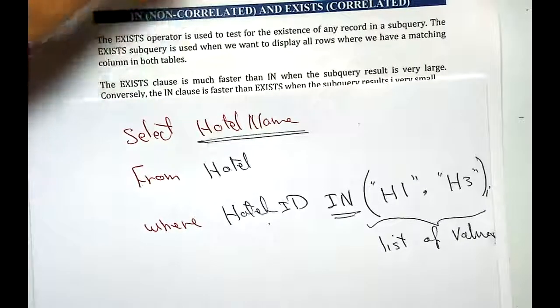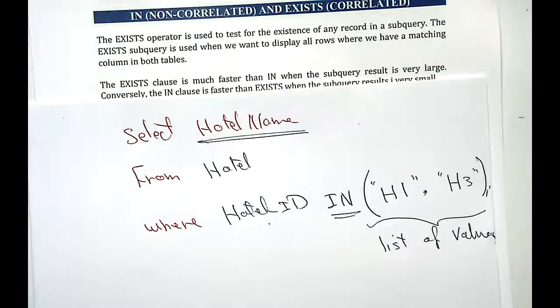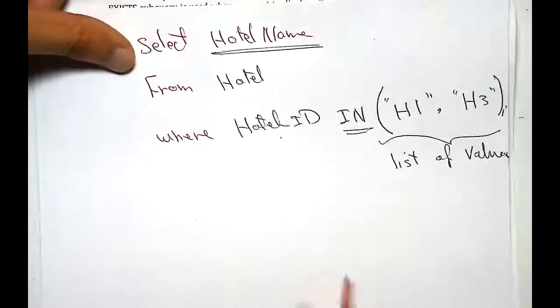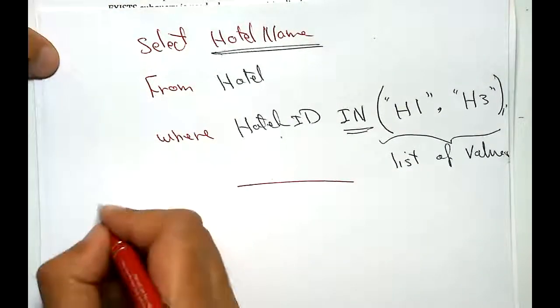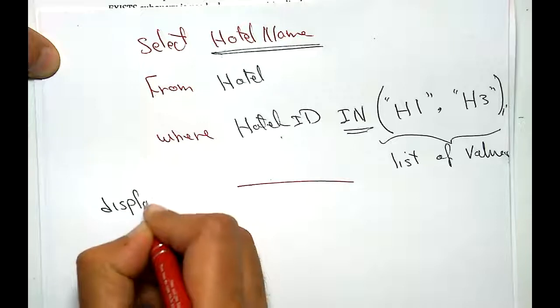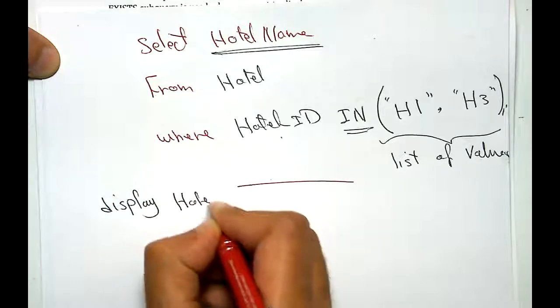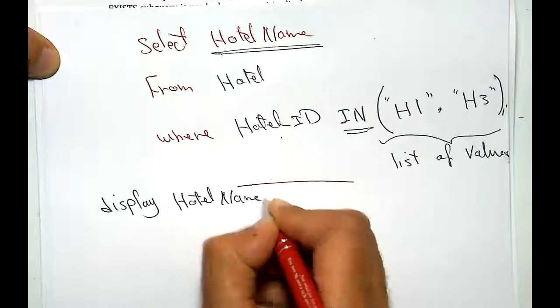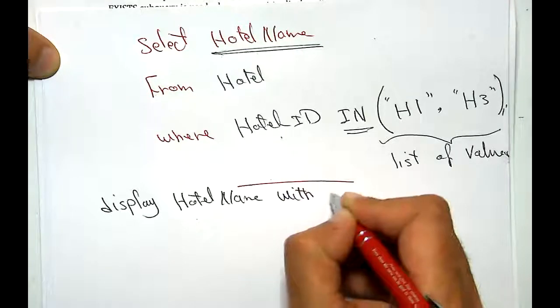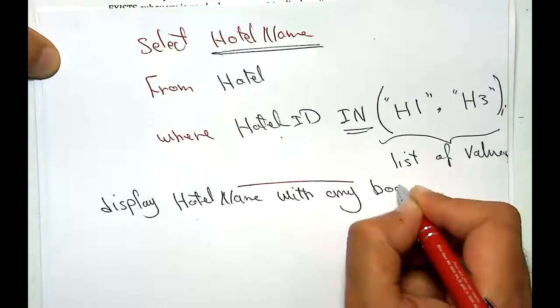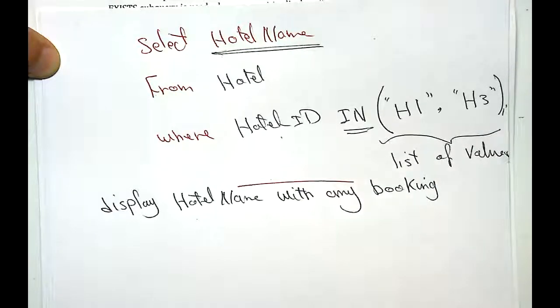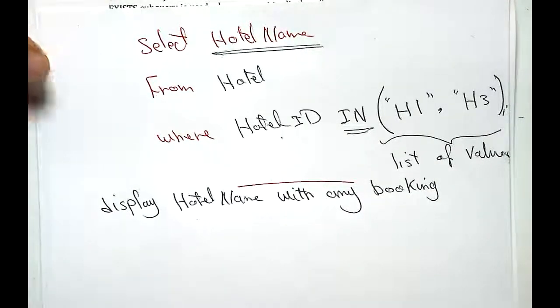If the query is to display hotel name where this hotel had any booking, so if there is any booking for this hotel, I need to display this hotel name. How to write this query? So the question is: display hotel name with any booking. If there is any booking in the hotel, display this name. How to write this query?